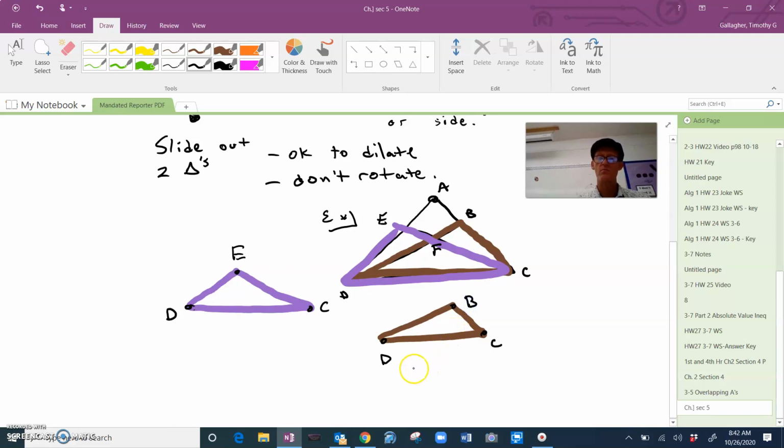Okay, so my hope is you can see the reflexive side. There's the two sides they share in the diagram, but I slide them out, I translate them out, and I dilated them a little bit, but I just didn't rotate them. So we are going to do a practice proof with overlapping triangles.